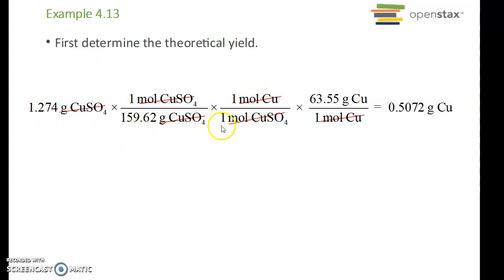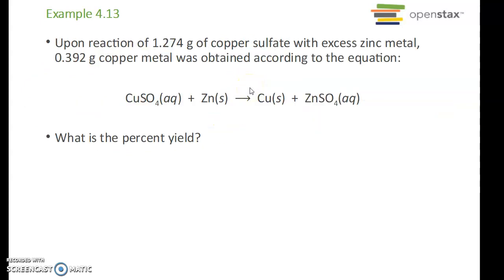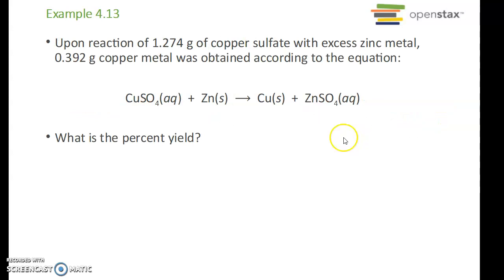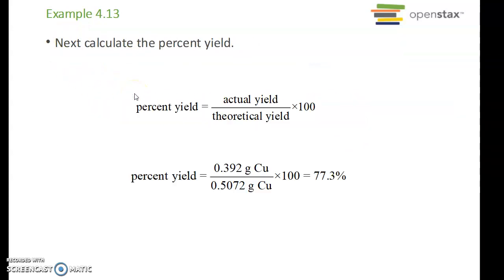It's a 1-to-1 relationship. That's what the coefficients are. There's 1 in front of this one, 1 in front of this one. Therefore, this ratio is going to be 1-to-1. And we know that copper itself has an atomic weight of 63.55. So that means your theoretical yield is 0.5072 grams. Now back to here, we only obtained 0.392 grams.